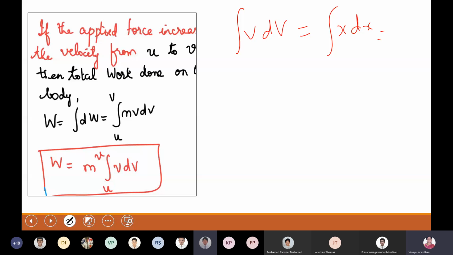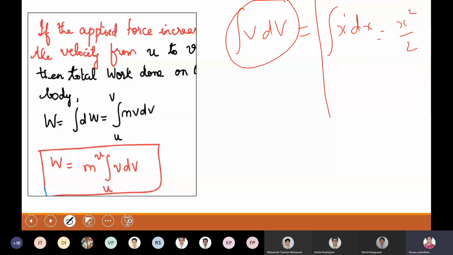What is the value? X raised to n plus 1. If, boys, this is having a power 1, so 1 means 1 plus 1. So it becomes x squared by 2. Correct? So now then what is integral v dv? V squared by 2. Clear, boys? Am I going a little bit fast? Okay, so v dv becomes equal to what? V squared by 2. Then you have to apply your lower limit and your upper limit.